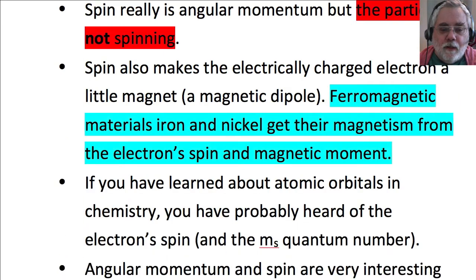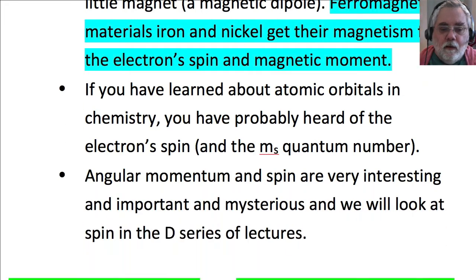If you have learned about atomic orbitals in chemistry, you've probably heard of the electron spin and the m sub s quantum number. Angular momentum and spin are very interesting and important and mysterious, and we will look at spin in the D series of lectures.